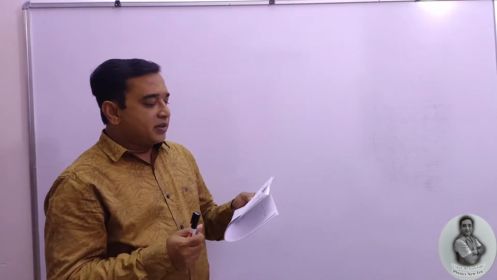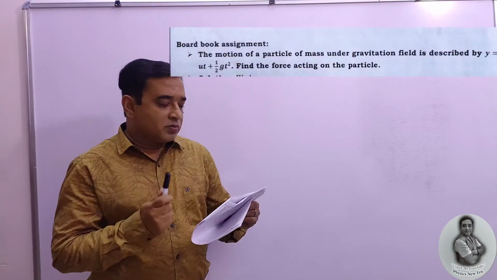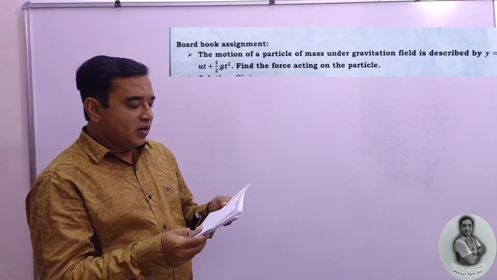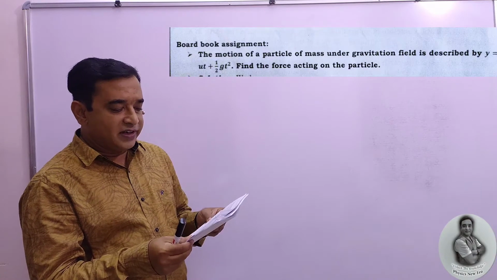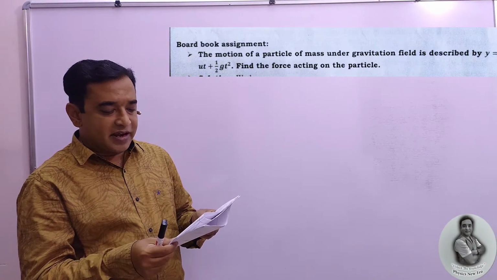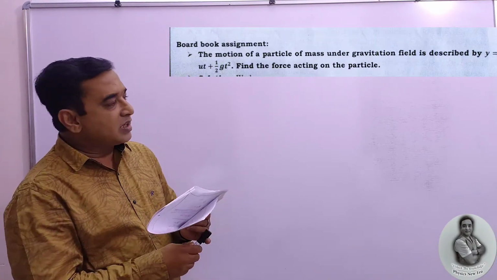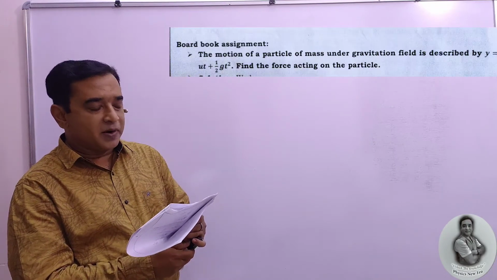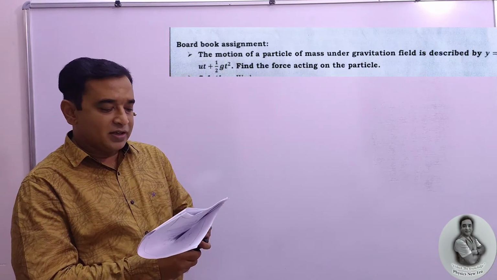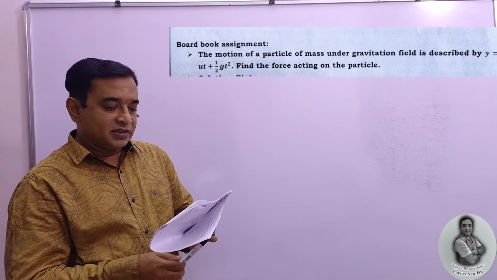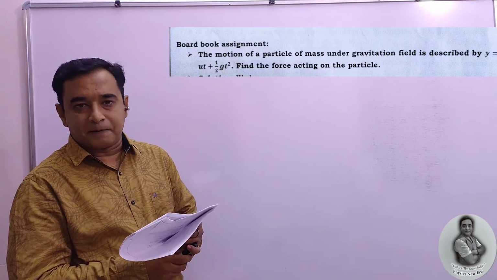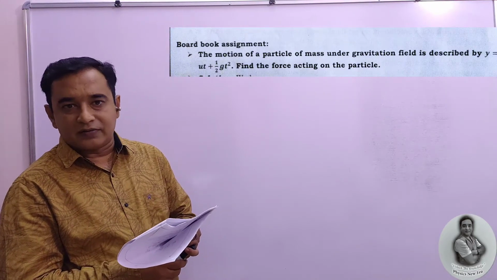The motion of the particle. See that one? The motion of a particle of mass m under a gravitational field is described by the equation y is equal to ut plus half of gt square. Then find the force acting on the particle. Let us find out that.